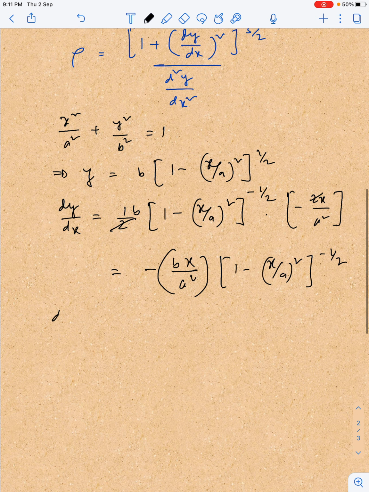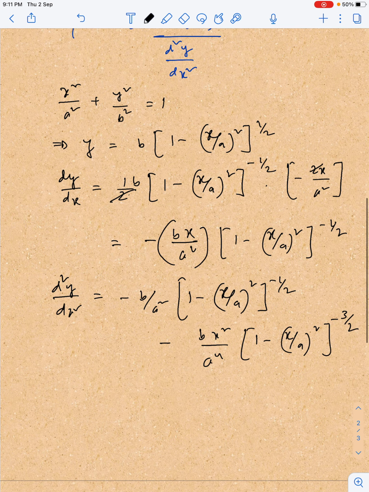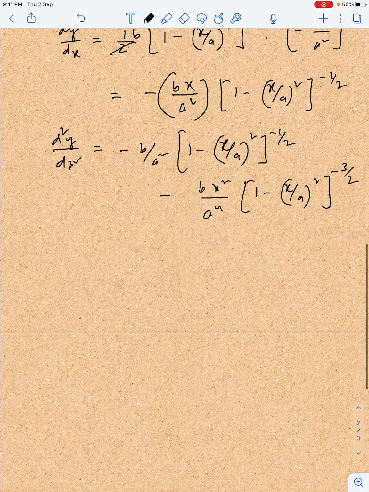So similarly again differentiating d2y dx2, we will get the second order derivative, that is minus b by a square. The first term if I differentiate, the second term will remain same, 1 minus x by a whole square whole to the power minus half. And again there will be another term, for that I can directly write it is bx square by a to the power 4. I am taking the other factor also into consideration, and 1 minus x by a whole square whole to the power minus 3 by 2. So I have applied the chain rule technique that I have learned from the Feynman lectures in physics. So you can try and you can check whether the calculation is correct or not. I hope it is correct.